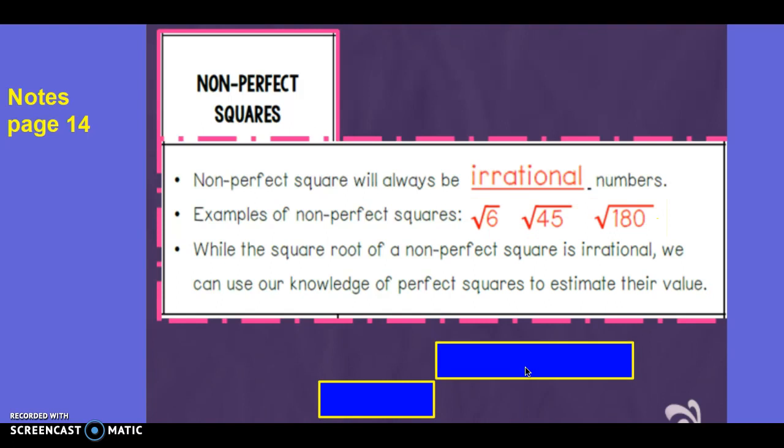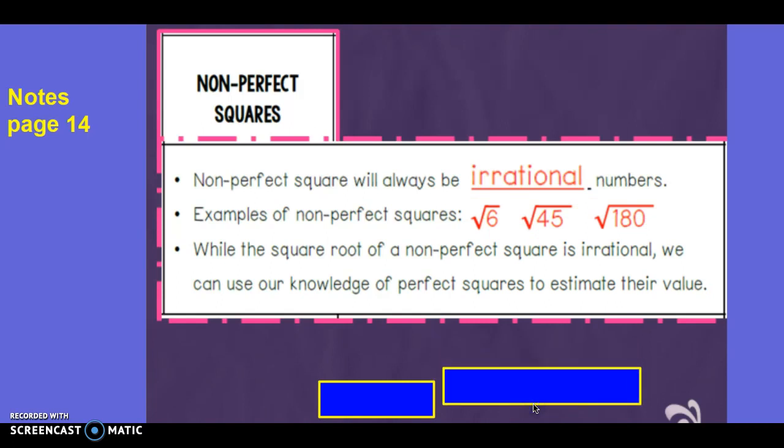Some examples of non-perfect squares would be the square root of any number that isn't a perfect one. So examples could be the square root of 6, the square root of 45, the square root of 180. There's an infinite number of examples, so I'm sure you could think of a few more. While the square root of a non-perfect square is irrational, we can use our knowledge of perfect squares to estimate their value. And so that is the goal for today. I'd like for you to learn some tips on how to estimate square roots.